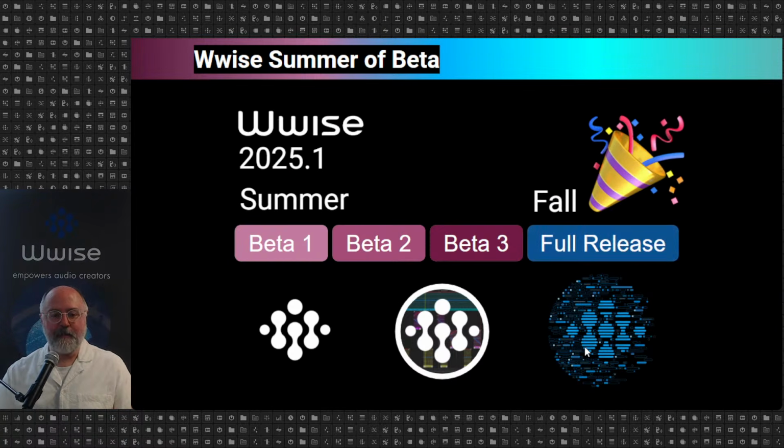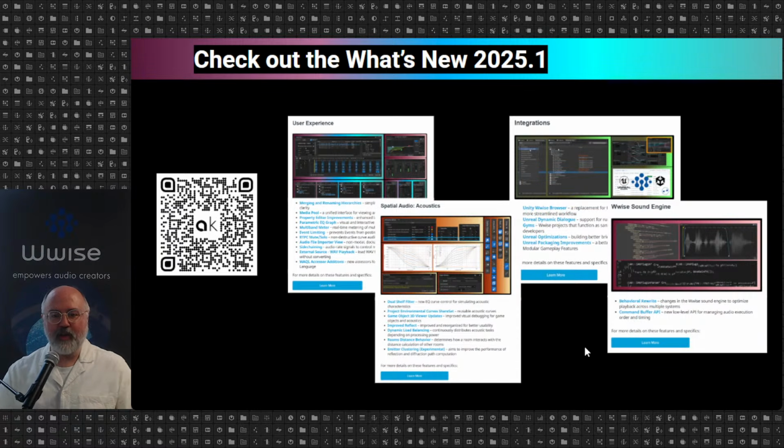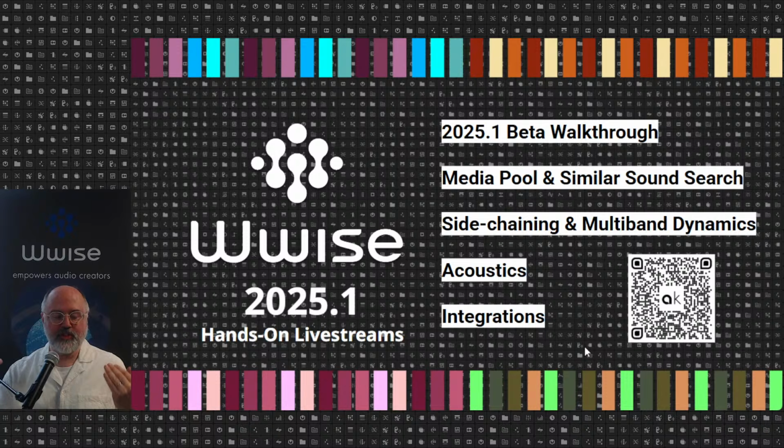If you joined us for the beta, thanks for your feedback. And be sure to check out the What's New for 25.1 to get an enumerated list of all the cool stuff in the box. You can also jump back in time to our hands-on live streams that we did during the beta. We did a full walkthrough of all of the features. We went hands-on with the media pool and similar sound search, side chaining and multiband dynamics, acoustics and integrations.